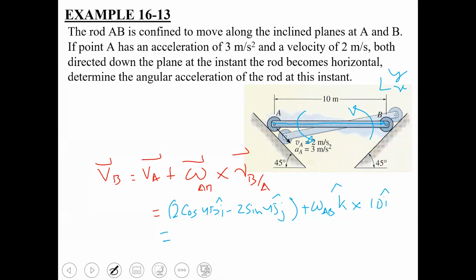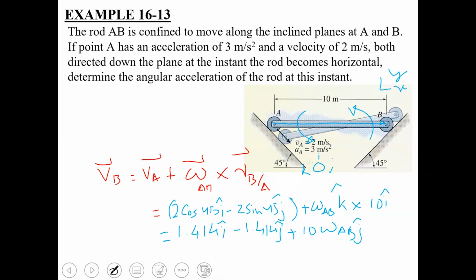Taking this cross product, the right hand side would become 1.414 i minus 1.414 j, and omega cross r जो है वो अगर हम वही i j k consider करें, it is going to be plus 10 omega AB, and k cross i is j, so it would become 10 omega AB j. So I hope that the right hand side is clear to all of you. Yes. Okay, what about the left hand side of this equation?